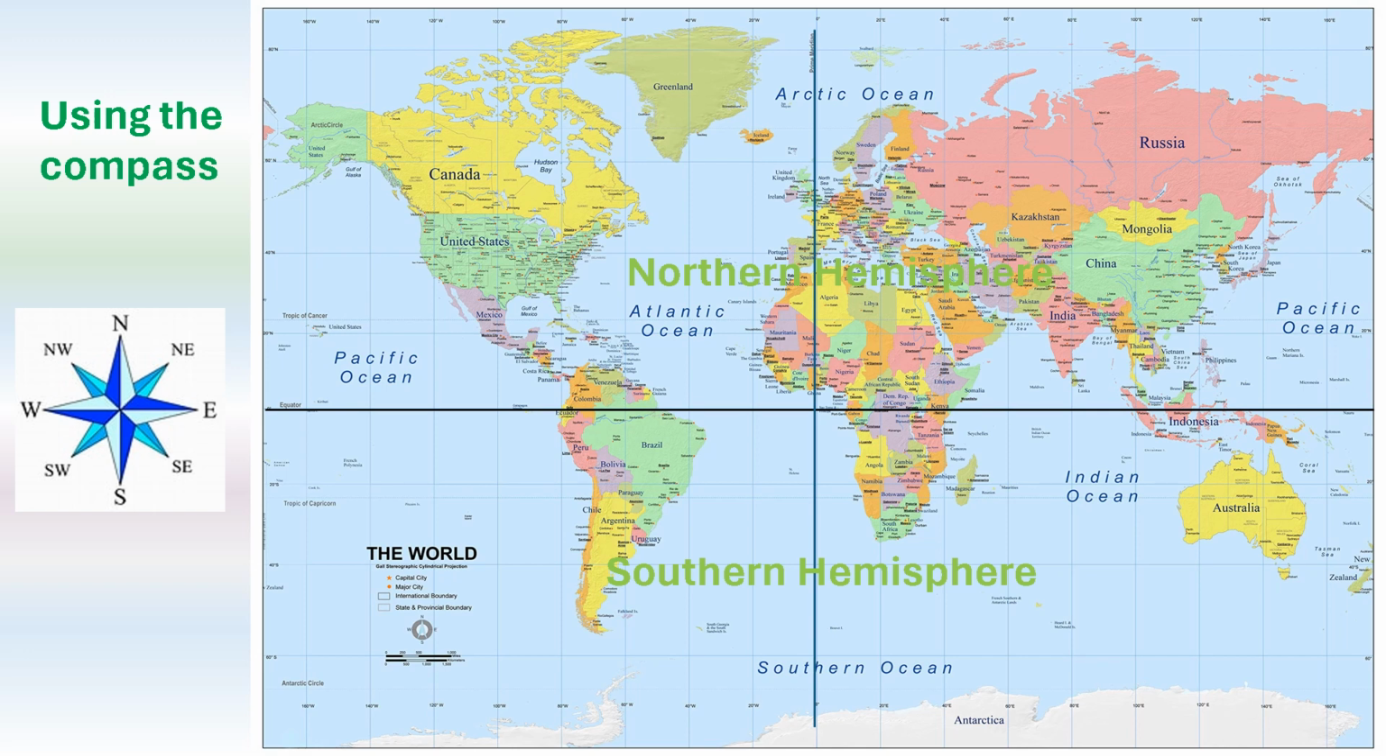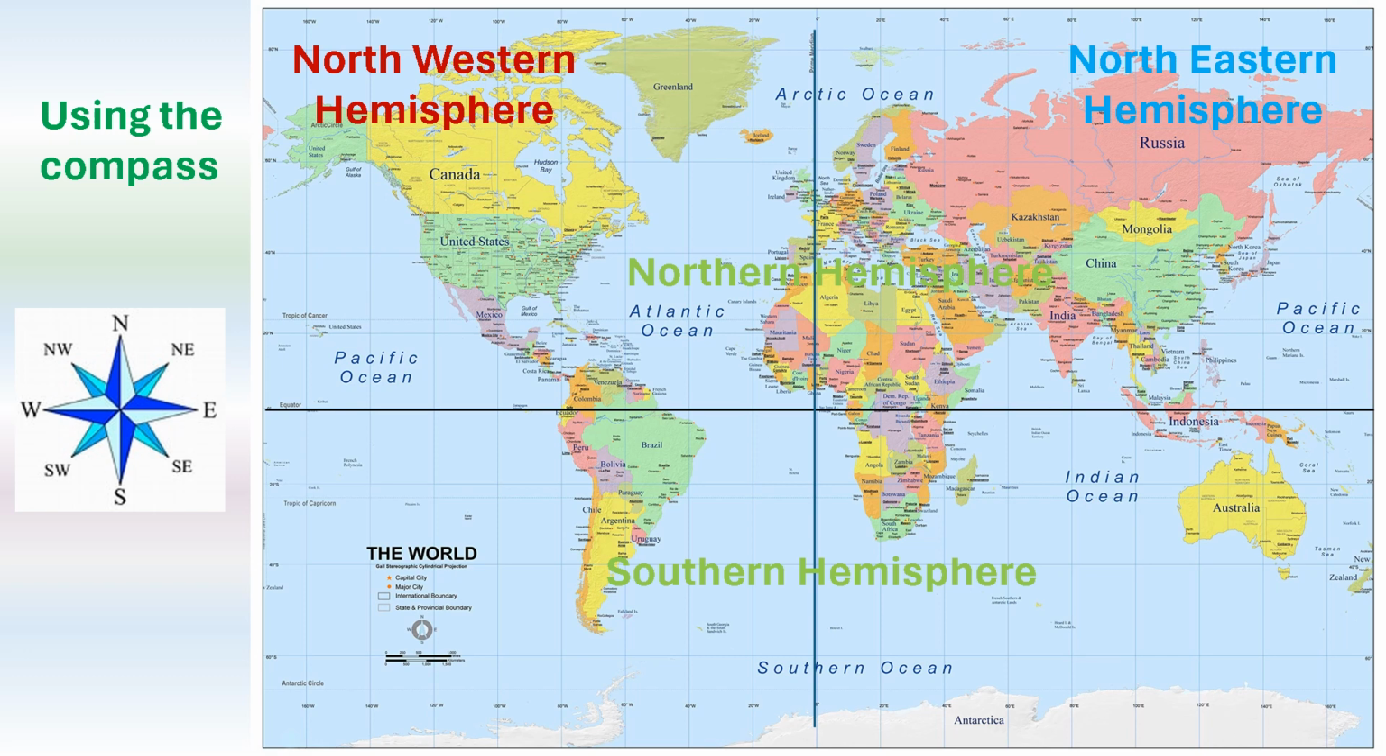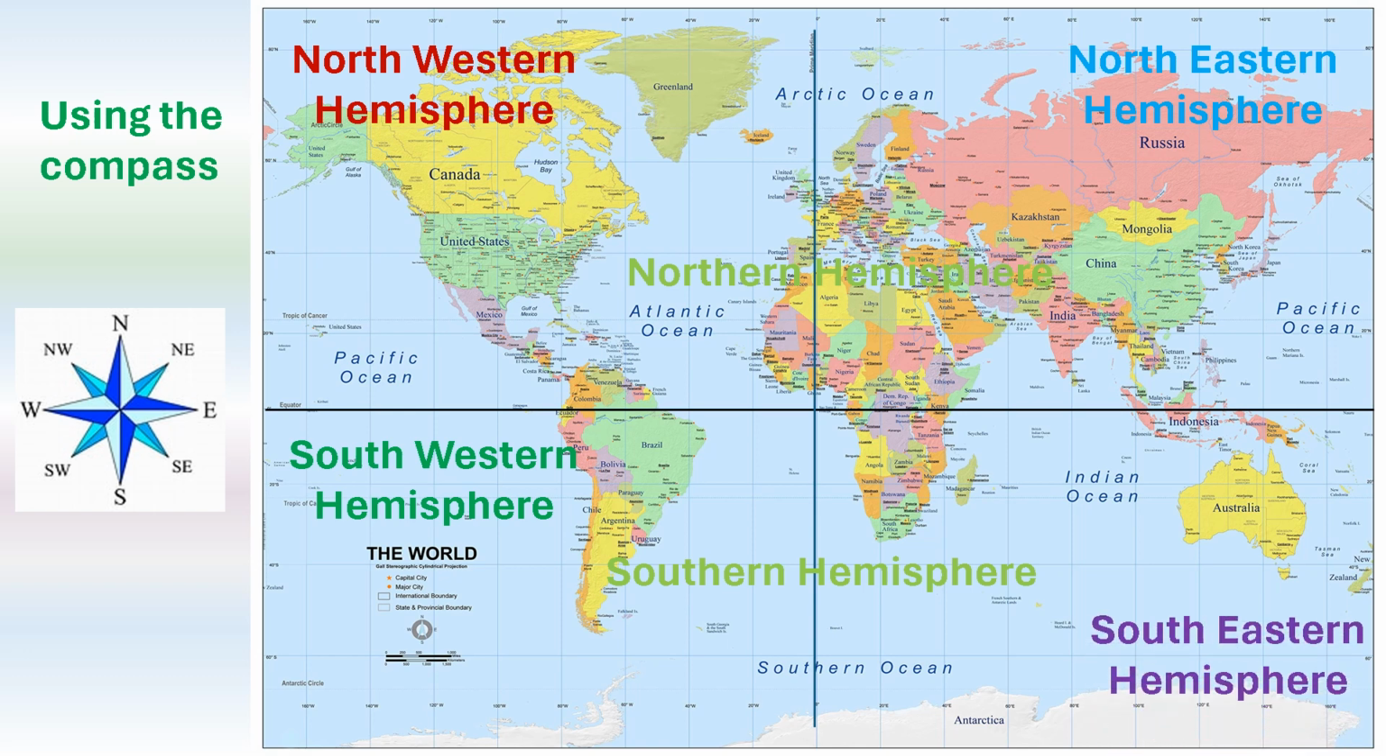Now there are 4 quadrants. Now the top right-hand quadrant is basically called the northeastern hemisphere. The top left, northwestern hemisphere. Bottom left, southwestern hemisphere. And bottom right, southeastern hemisphere. Now, if I want to know if I'm in South Africa, in which direction is Canada? We're going to say it is a northwesterly direction.